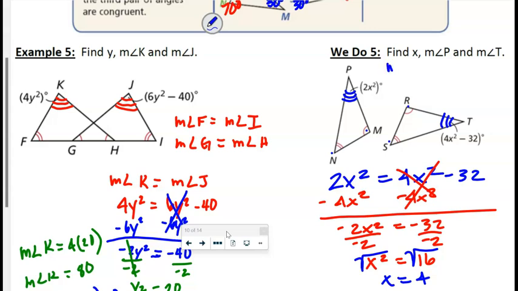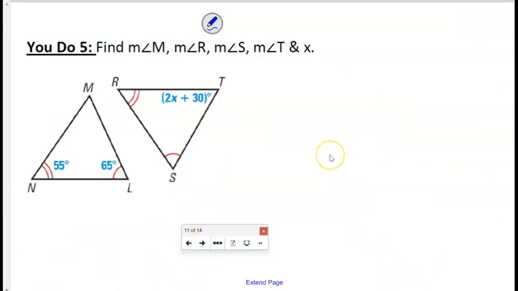So when we look at the measure of angle P, it's equal to 2 times 16, which is 32 degrees, okay? And then when we look at the measure of angle T, it's equal to 4 times 16, which is 64, minus 32 is, guess what again? 32 degrees, okay? So let's see if you guys can do this one. Come back to me when you're done.